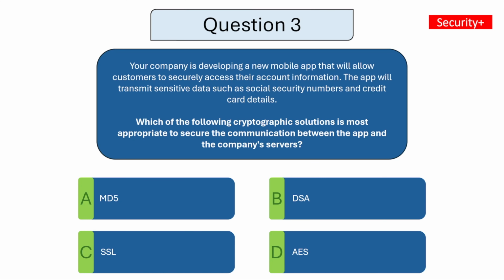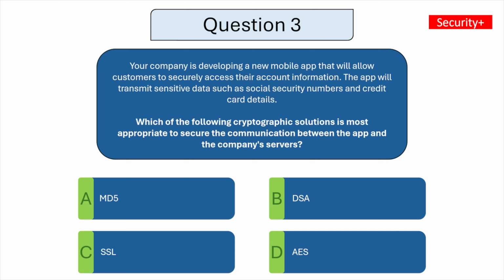SSL, or D. AES. Okay, so the key for this one here is that it's asking which is the most appropriate method to secure the communication between the app and the company's servers. So the key is to know which one as a whole supports a secure channel, right?